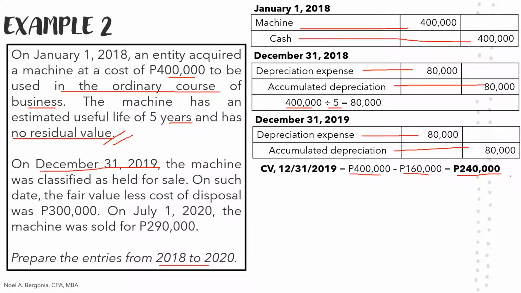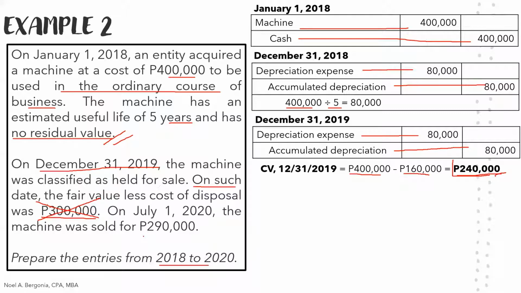So 240,000. But as you can see, on December 31, 2019, the fair value less cost to dispose was 300,000. Remember, in our valuation earlier, your non-current assets held for sale should be classified and measured at the lower of the carrying amount and the fair value less cost to sell. Since our carrying amount is lower compared with the fair value less cost to sell, we will simply ignore the fair value less cost to sell.